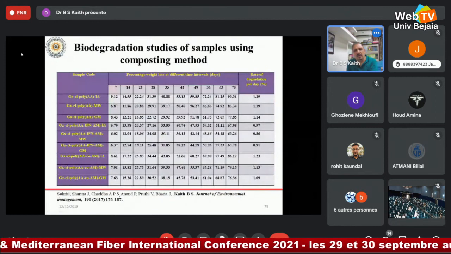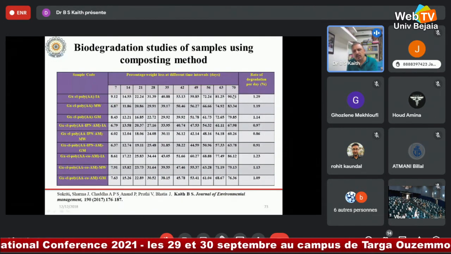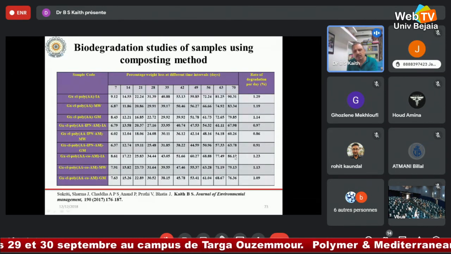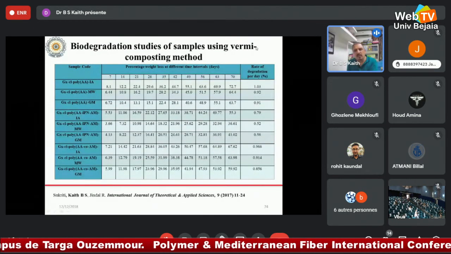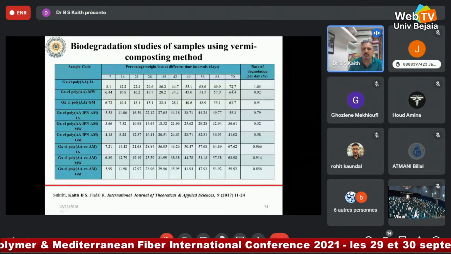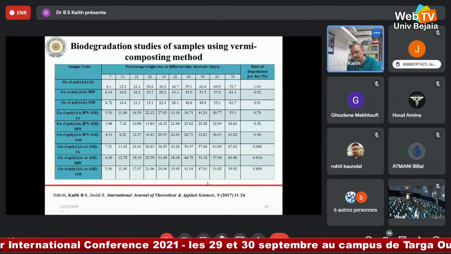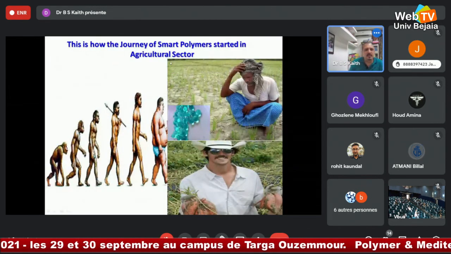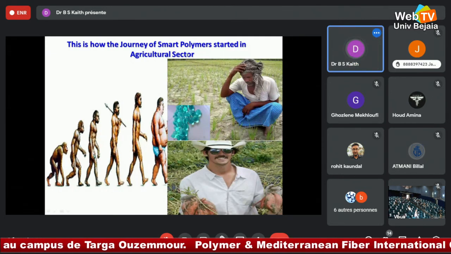Similarly, in the case of composting method, within 70 days, more than 80% got degraded in the soil. And similar was the case with our vermicomposting method. And here also in 70 days, more than 60% got degraded in the soil. So you'll find here, this is how the journey of smart polymers started in the agriculture sector.